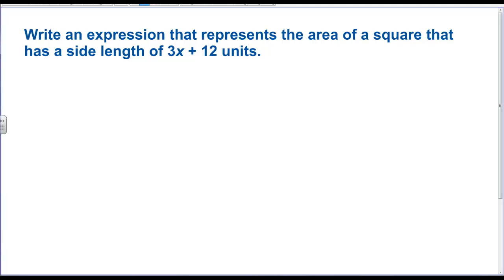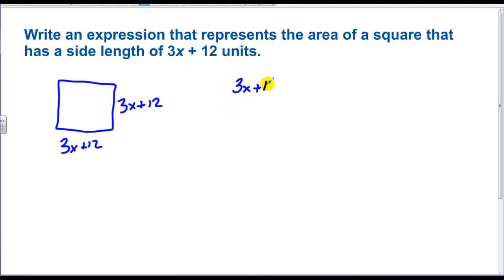Now we get to some word problems. We want to write an expression that represents the area of a square that has a side of length 3x plus 12. And we know that in a square all sides are equal, so this side must be 3x plus 12. And we're finding an area which is length times width, so that's 3x plus 12 quantity squared, and obviously they're going to want us to multiply this out.